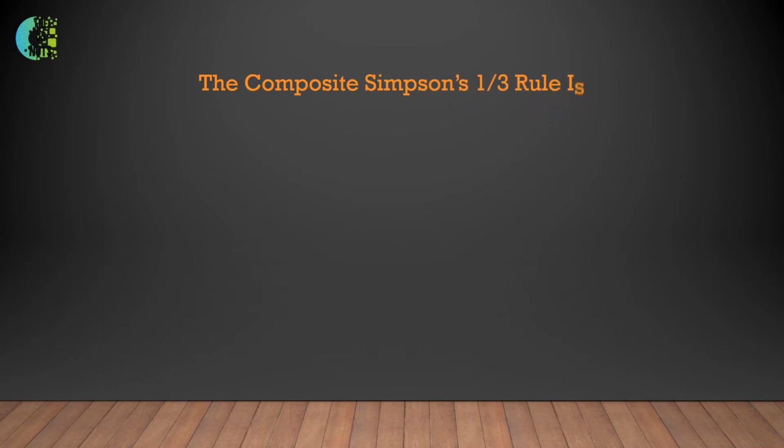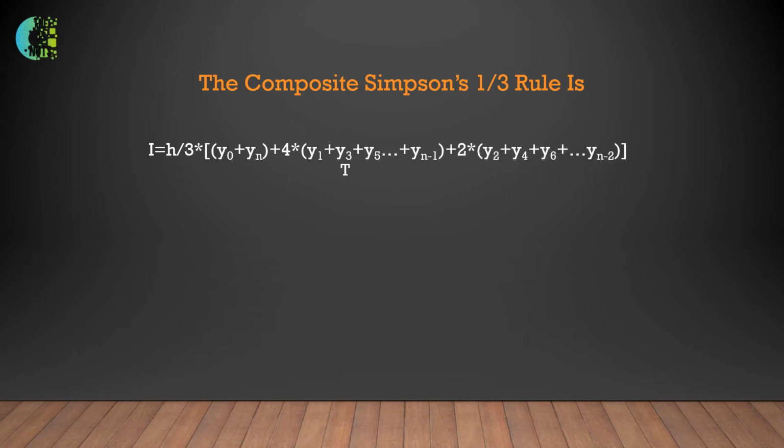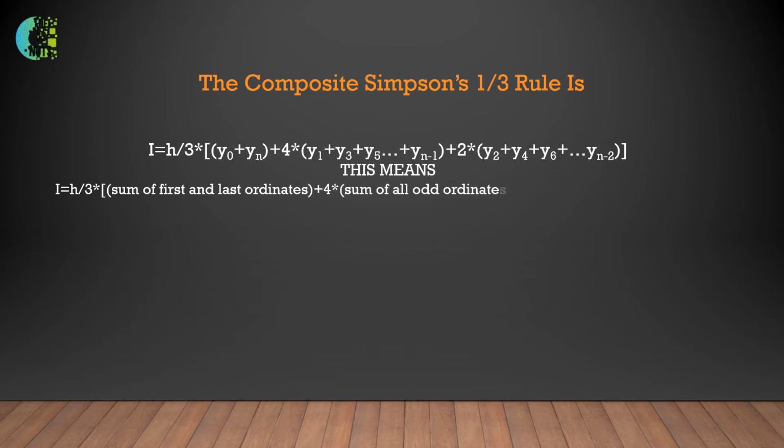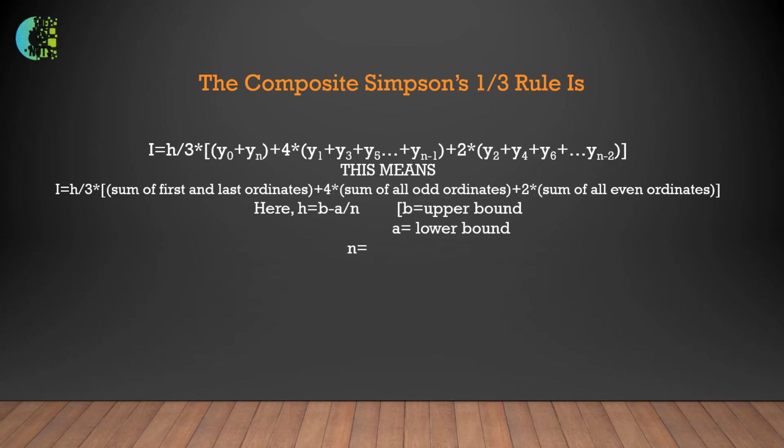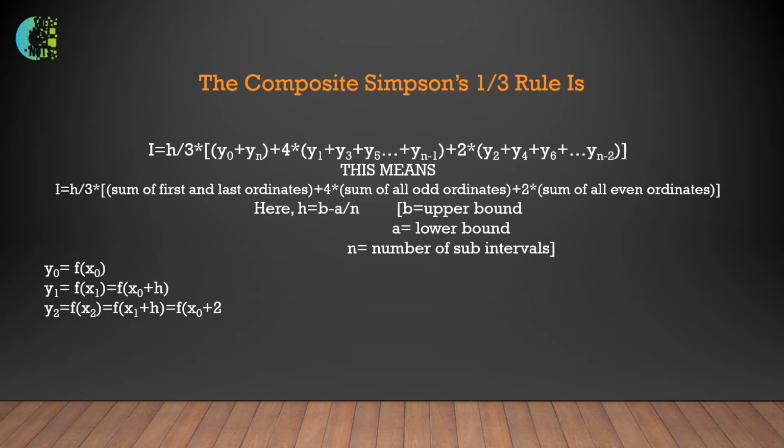The composite Simpson's one-third rule is, now this means I equals h by 3 into the sum of the first and last ordinates plus 4 into the sum of all odd ordinates plus 2 into the sum of all even ordinates. Here h equals (b minus a) by n, where b equals the upper bound, a equals the lower bound, n equals the number of subintervals, and y0 equals f(x0), y1 equals f(x1), y2 equals f(x2), and so on.